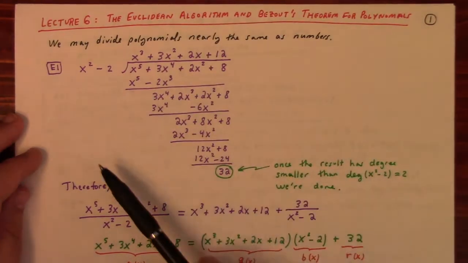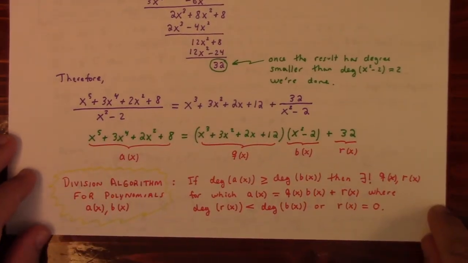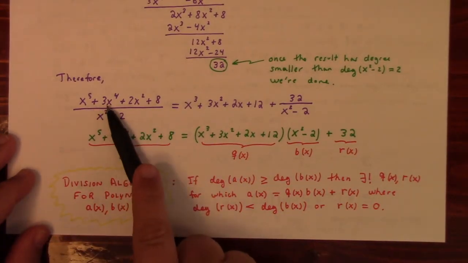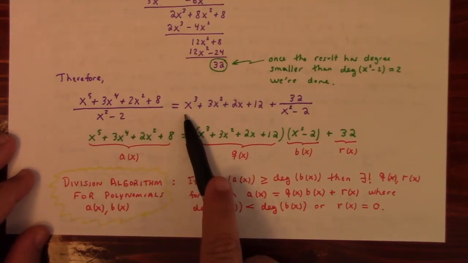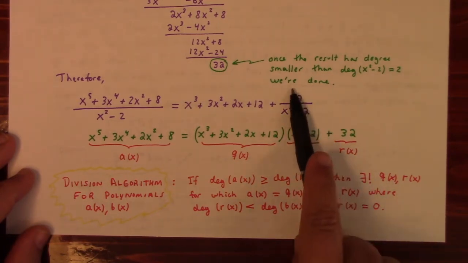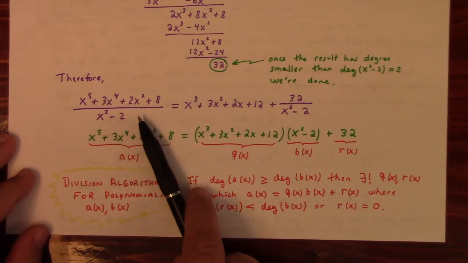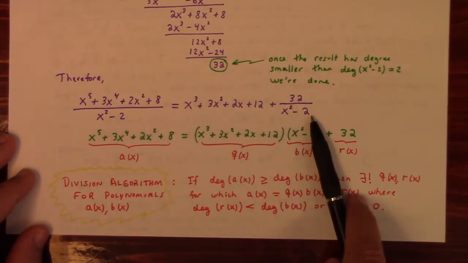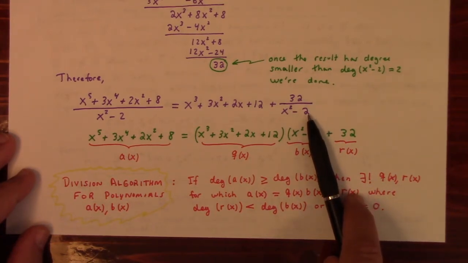And what does this whole calculation mean? It means that x to the fifth plus 3x to the fourth plus 2x squared plus 8 divided by x squared minus 2 is equal to this polynomial plus what we would call a proper rational function, right? So the long division takes an improper rational function and rewrites it as a polynomial piece plus a proper rational function, where the degree of the numerator is strictly less than the degree of the denominator.